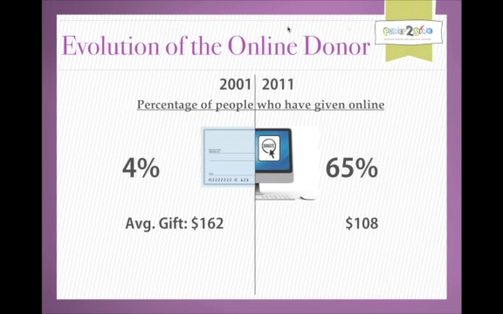One of the things we're seeing on crowdfunding in the last couple of years is the evolution of the online donor. If you look at this graphic, only 4% of people in 2001 were giving online, and they were giving a little bit more. The average gift was $162. Today, over 65% of individuals contributing to nonprofit organizations are giving online, and this has become much more ubiquitous throughout our country, and it seems to be becoming very well accepted.